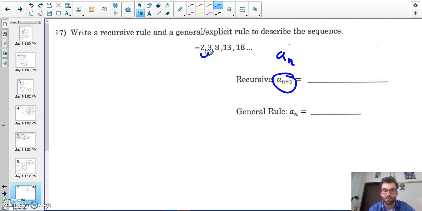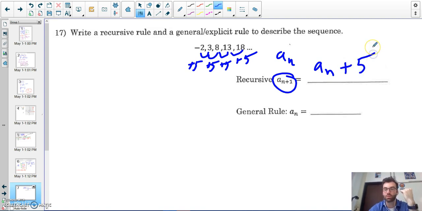Well, if you look here, negative 2 to 3, I added 5. 3 to 8, I added 5. 8 to 13, I added 5. So to define the recursive sequence, I'm going to take my previous term, so a sub n, and just add 5 to it.